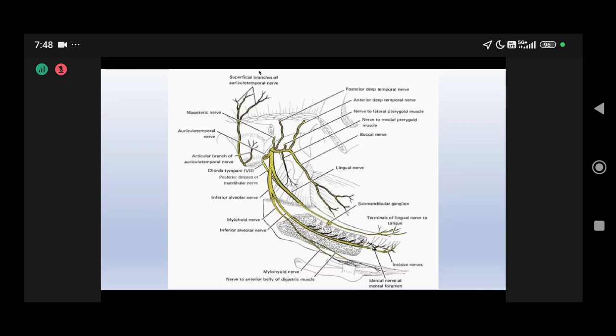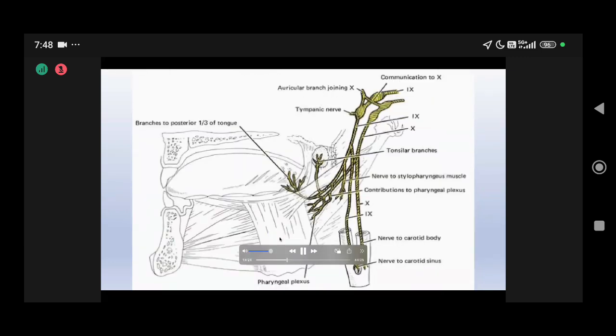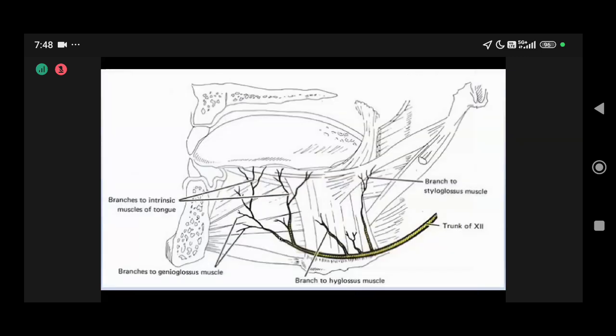Here you can see the trigeminal nerve and its mandibular division. Carefully observe the chorda tympani from the facial nerve, which is joining the lingual nerve. You can see the glossopharyngeal nerve here, supplying the posterior part of the tongue. Also observe the communication with the vagus nerve and the contribution of both to the pharyngeal plexus. Here you can see the hypoglossal nerve, which in its course supplies the motor muscles of the tongue.